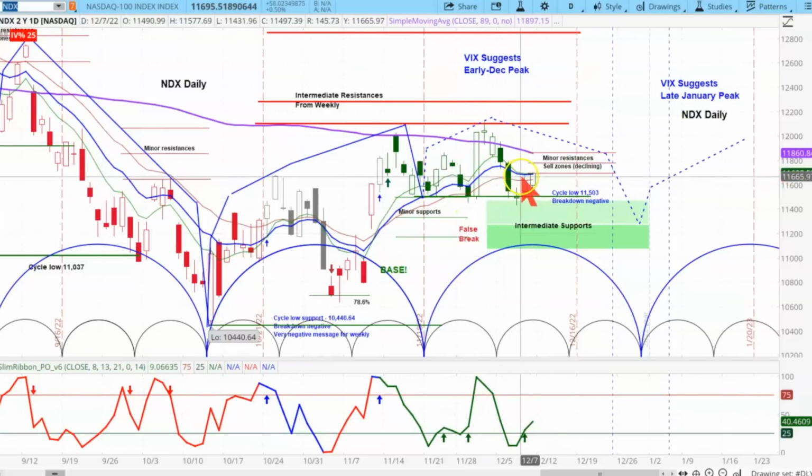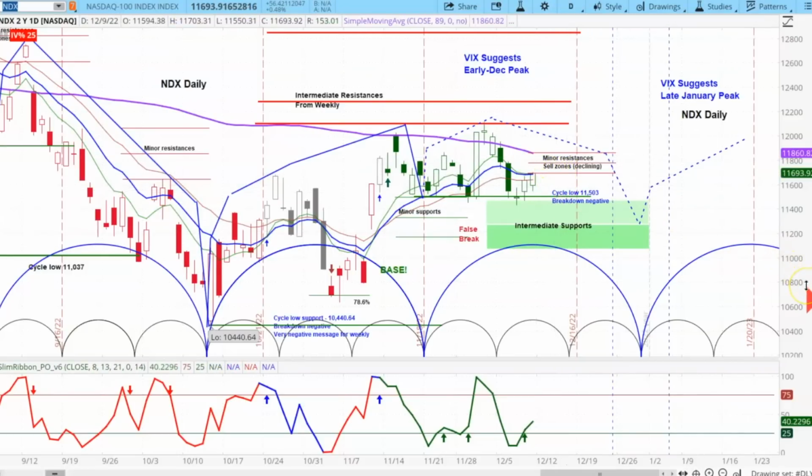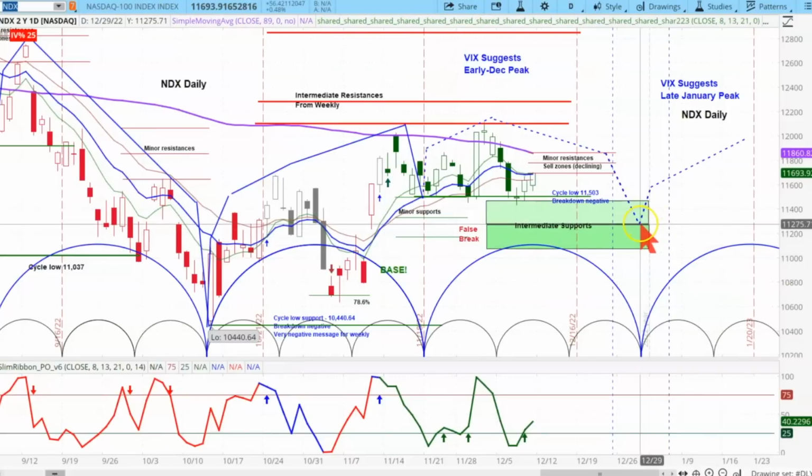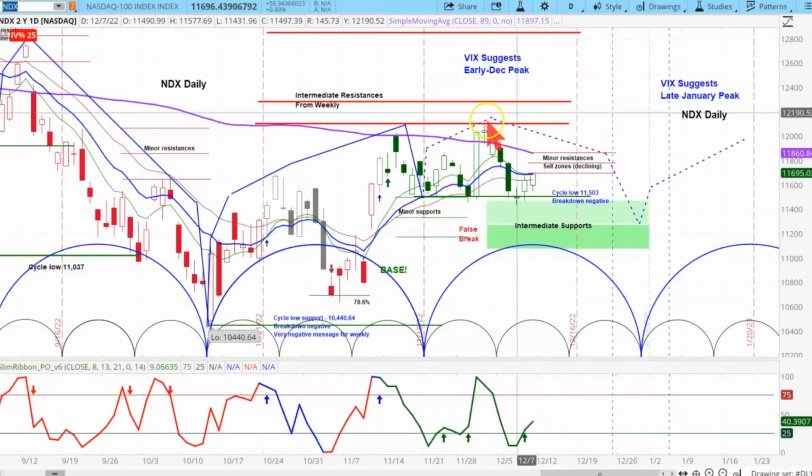Now, this is getting very close to neutralizing, as you can see right over here on the slim ribbon, as we are getting into these sell zones. The probability of another decline coming is extremely high when I look at this. And again, our target down over here towards year end is about 11,260, right down over here at what is the halfway move from this low here to this point right over here. So that is a look at the NASDAQ, the NDX.